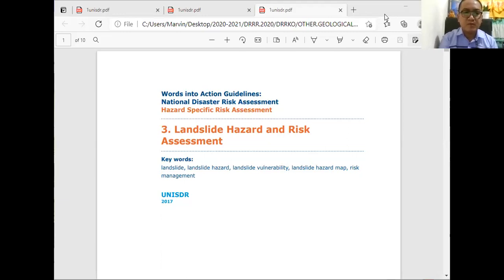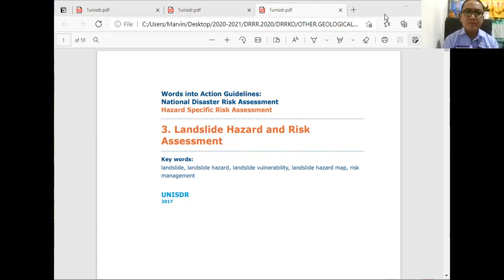Last time nakapag-discuss na po tayo about the main geologic hazard, which is the earthquake. Earthquake hazard is very dangerous. It's very unpredictable to think what happens before, during, and after a ground shaking, or ibig sabihin po ay tinatawag po natin earthquake.